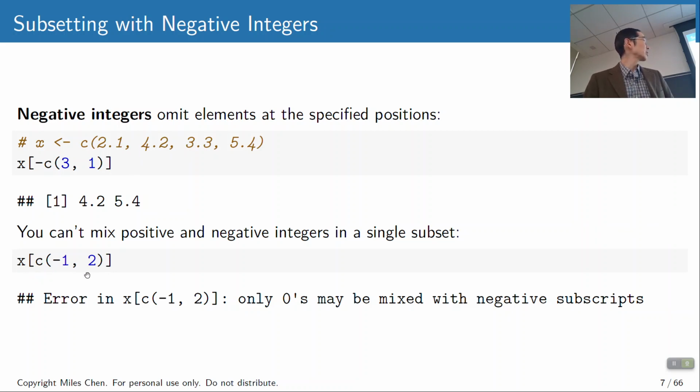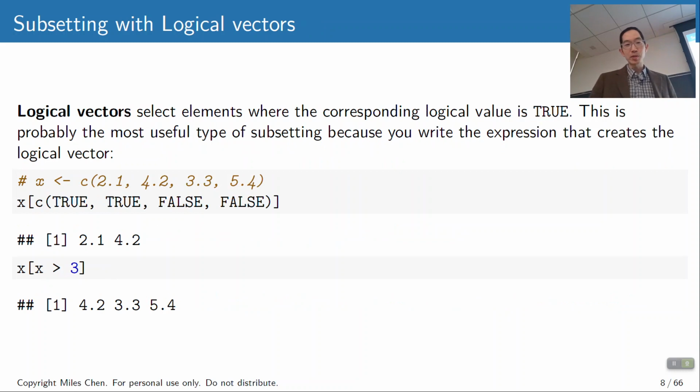Now you can't mix negative and positive elements because this is just confusing. We're saying we don't want the first element, we do want the second element, and now R is confused. Well, what do you want me to do about the third and the fourth? Do you want the third and fourth elements? Do you not want them? It's ambiguous, so it says only zeros may be mixed with negative subscripts. It gives you an error specifically telling you what went wrong.